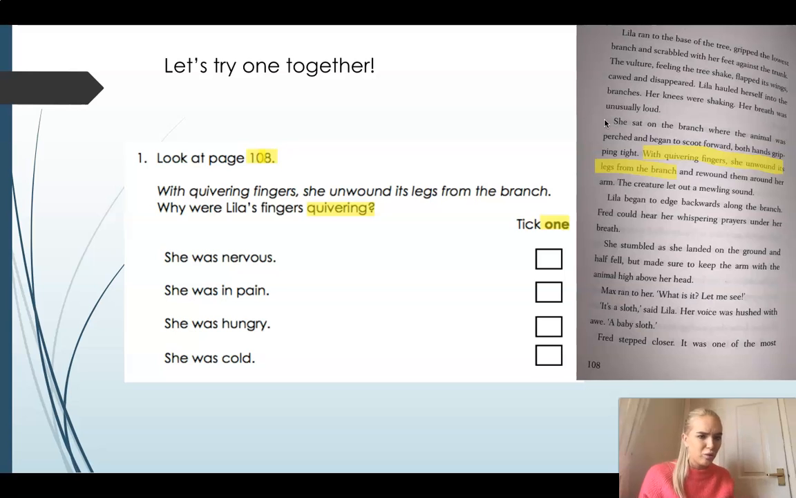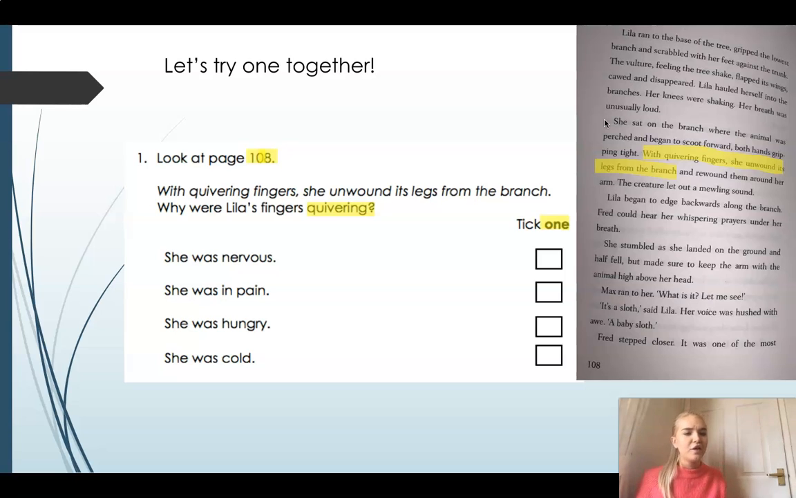across the branch. Now, what do branches look like, I'm thinking? Well, a branch from a tree could be quite long, could be quite thin, could be quite dangerous in case it snapped. So I'm now imagining Lila scooting along this branch, trying to find this sloth and get it. And then with quivering fingers, she unwound its legs from the branch.